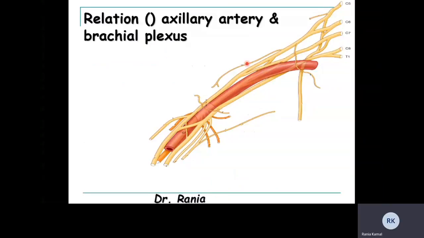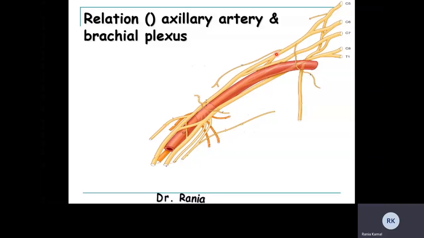The second part is related to the cords of the brachial plexus. The lateral cord is lateral to the artery, the medial cord medial to the artery, and the posterior cord behind the artery. If we continue to the third part, the musculocutaneous nerve and the median nerve run lateral to the artery. Branches of the posterior cord, the radial and the axillary nerves, run posterior to the artery. Branches of the medial cord, the ulnar nerve and medial cutaneous nerve of the arm, run medial to the artery.